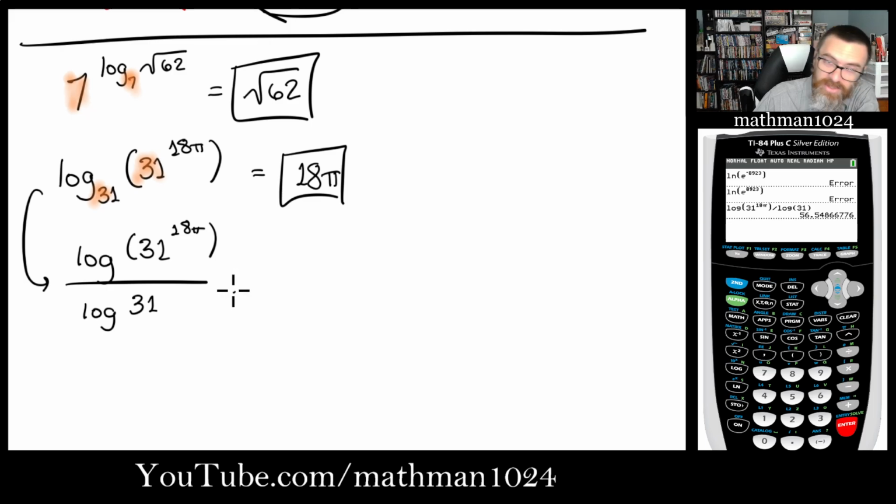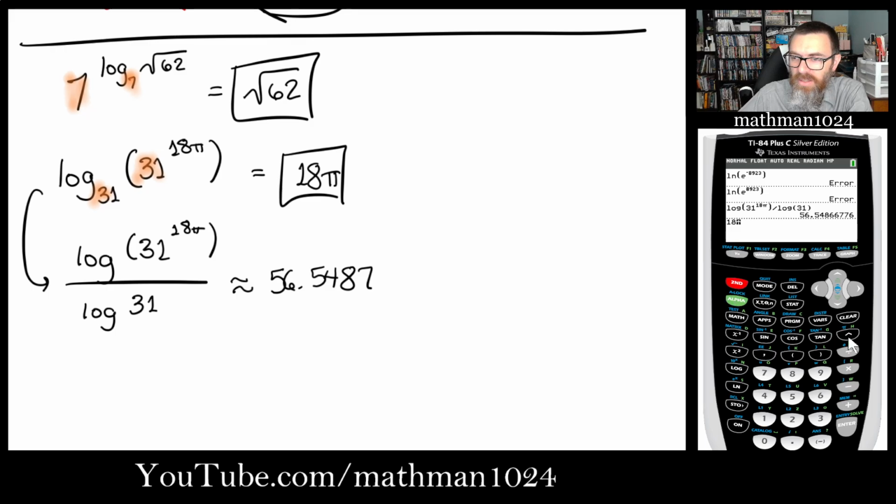So it tells me, now this is only going to be an approximation because those decimals are really messy, 56.5487-ish, right? Well, let's check if I do 18 pi, I get the same answer. Now, I don't know about you, but I like that one because this answer is exact. And again, it's using the properties of logarithms, so it makes it super nice and easy, right?